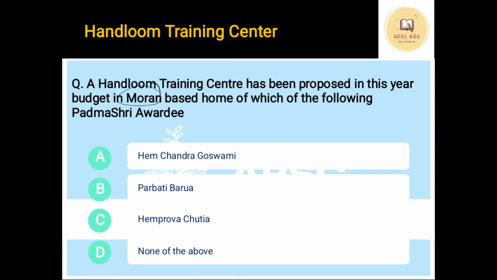Now Hemprabha Sutia is herself a renowned handloom artist. She is widely known for her great skill and artistry. She has woven the Bhagavad Gita in both English as well as Sanskrit in a piece of cloth. She has also woven the Mahabharata, the Gunamala, all the scriptures into fabric. So she is one of the best known handloom artists in Assam right now, and she is a Padma Shri awardee, and a handloom training center has been proposed at her home.